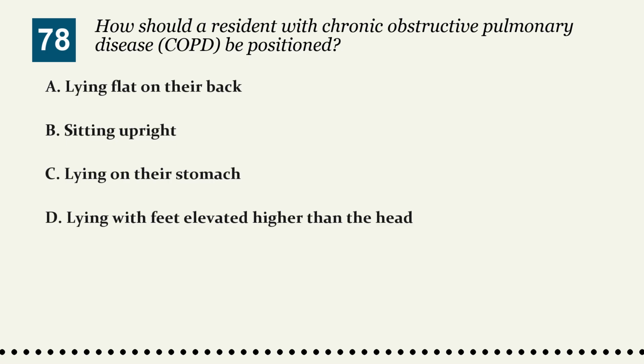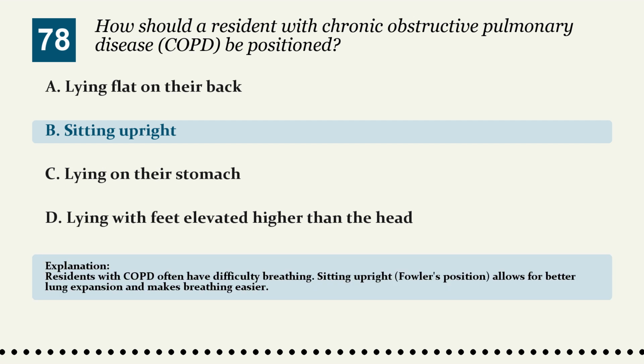Question 78. How should a resident with chronic obstructive pulmonary disease, COPD, be positioned? Option A. Lying flat on their back. Option B. Sitting upright. Option C. Lying on their stomach. Option D. Lying with feet elevated higher than the head. The correct answer is option B. Sitting upright. Residents with COPD often have difficulty breathing. Sitting upright, Fowler's position, allows for better lung expansion and makes breathing easier.